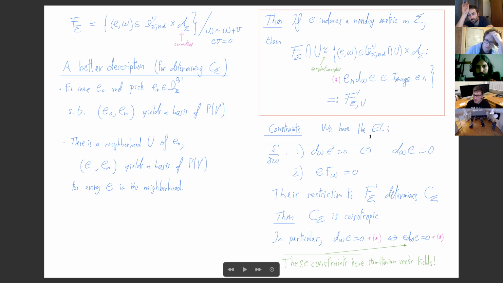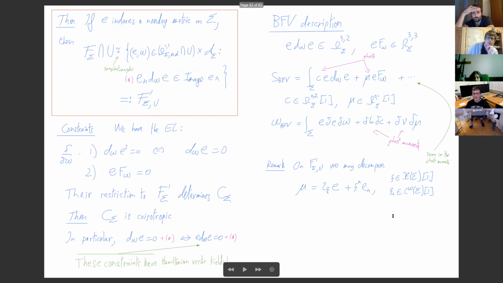But with the presence of this additional condition, and this is why we work in this space F prime, these two equations are the same. And the advantage is that, once you write the condition this way, it's easy to determine its Hamiltonian vector field, and so to check that C sigma is coisotropic. So the BFV condition is very, very simple. You take these constraints, E d omega E equal to 0, that's what we had here, and EF equal to 0. Notice that this is a 3-2 form, and this is a 3-3 form.